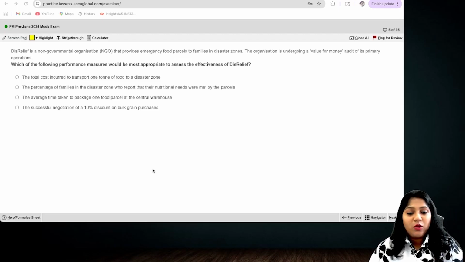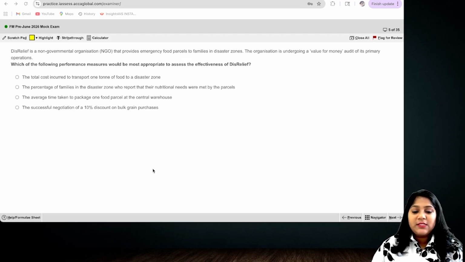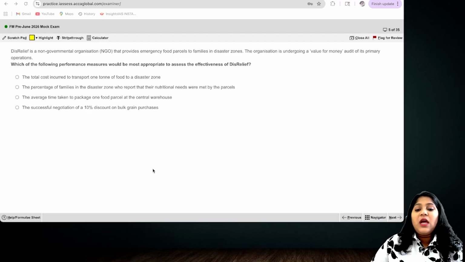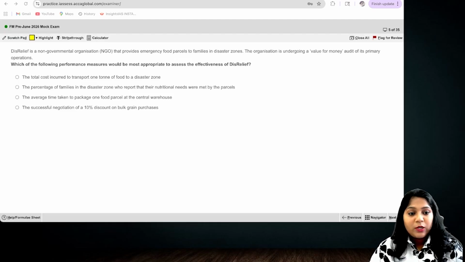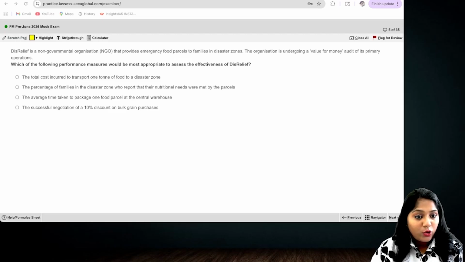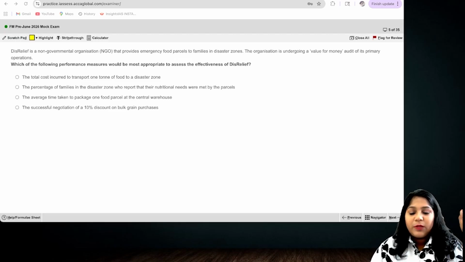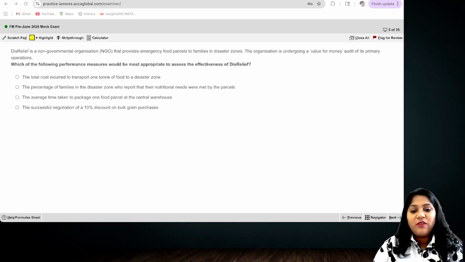The first one is talking about economy. Look at option C: average time taken to package 1 food parcel at the central warehouse is more of an efficiency measure. And look at option D: the successful negotiation of a 10% discount on bulk grain purchase. Once again, it is a proper cost element, so that is also economy. If you look at option B: the percentage of families in the disaster zone who report that their nutritional needs were met by the parcels. Ultimately, what I wanted to know is whether it has achieved the goal. That should be the answer, and that has to be option B, everyone.